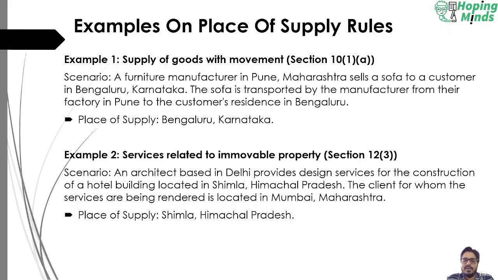So as per the place of supply rules, if the services are directly related to immovable property, the place of supply is the location of the immovable property. Even though the architect and the client are in different locations, the immovable property is located in Himachal Pradesh. Since the supplier based in Delhi and the place of supply, Himachal Pradesh, are in different states, IGST will be applicable.